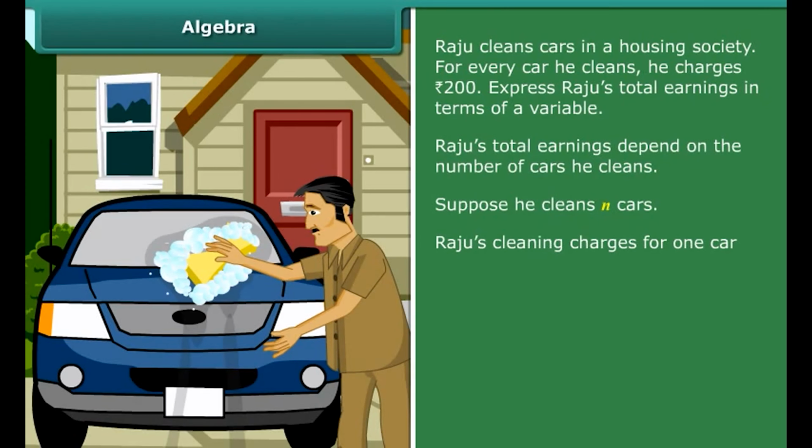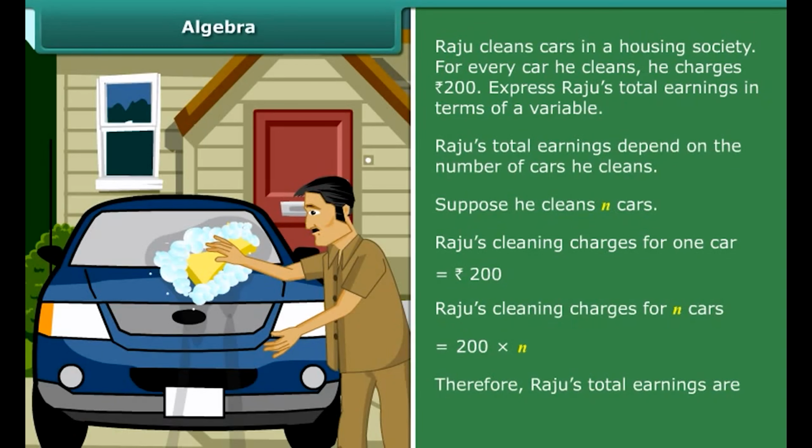Raju's cleaning charges for one car is 200 rupees. Raju's cleaning charges for n cars is equal to 200 into n. Therefore, Raju's total earnings are 200n rupees.